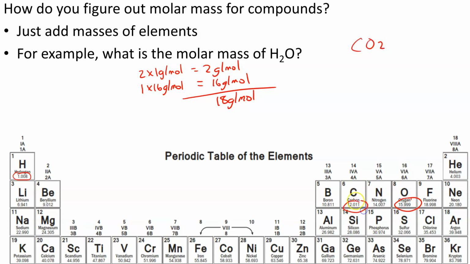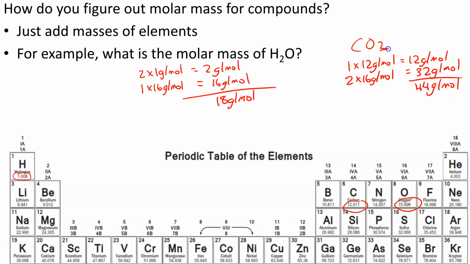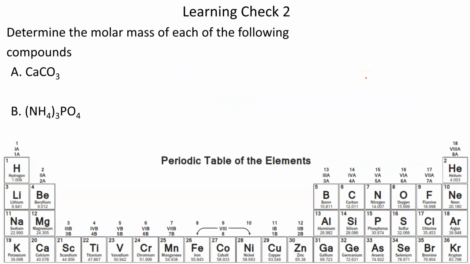Okay, carbon, 12. There's 1 carbon, so 1 times 12 grams per mole equals 12 grams per mole. Oxygen, there's 2 of them, times 16 grams per mole, gives me 32 grams per mole. So what's the molar mass of CO2? 44 grams per mole. So all you have to do is just keep an eye on the subscripts, because you multiply that times the mass you see in the periodic table to give you the molar mass of that element. So let's try some of these to make sure you understand it.